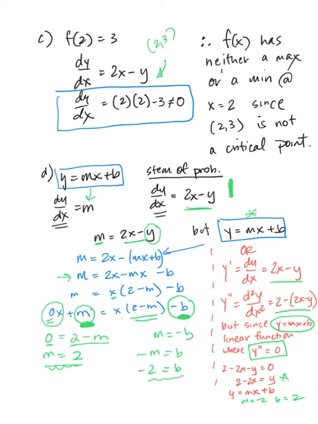So I'm going to set 0 equal to that second derivative I got, clean it up, and I get y equals 2 minus 2x. But I know y is mx plus b. So if y equals 2 minus 2x, my m has to be negative 2, and my b has to be 2.